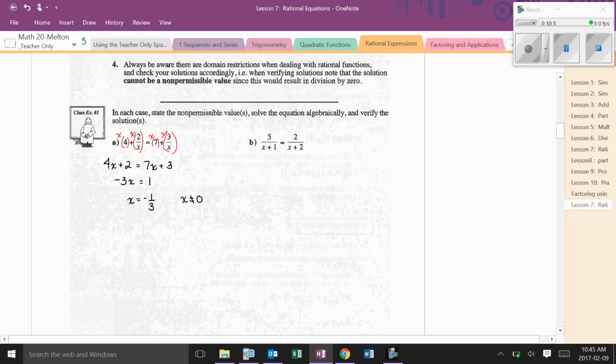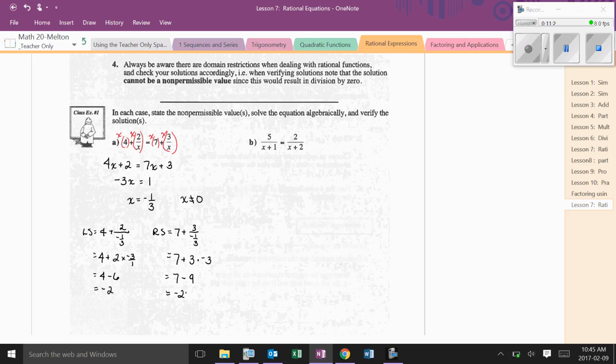Okay, so if we check, we've got the left side is equal to 4 plus 2 over x, so 2 divided by negative 1/3, or 4 plus 2 times negative 3 over 1. So 4 minus 6, which is negative 2. On the right side, we've got 7 plus 3 divided by negative 1/3, or 7 plus 3 times negative 3, or 7 minus 9, which is also negative 2. So left side is equal to right side, so we know that we've done this correctly then.